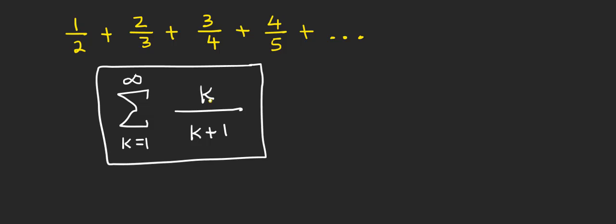Now instead of k, you could have used i or n. It doesn't matter which variable you use, but you've got to be consistent. And when I say be consistent, it means the lower limit and all the variables inside have to be the same variable.